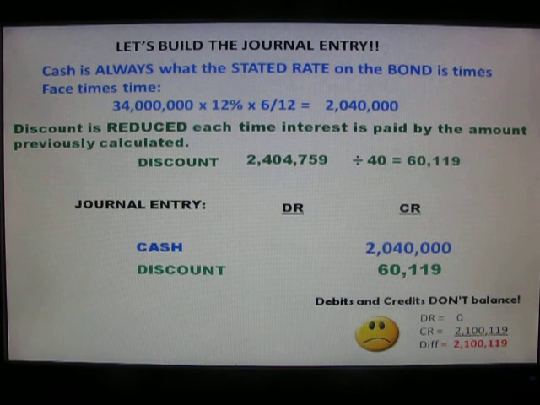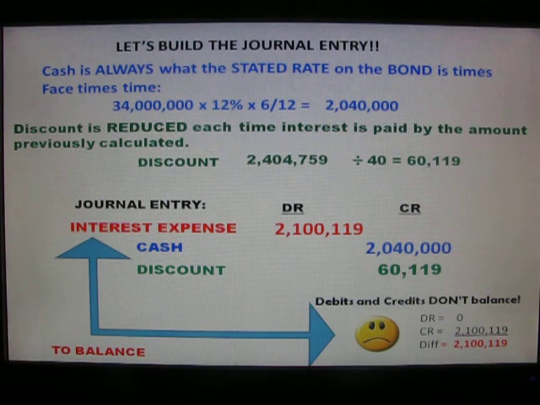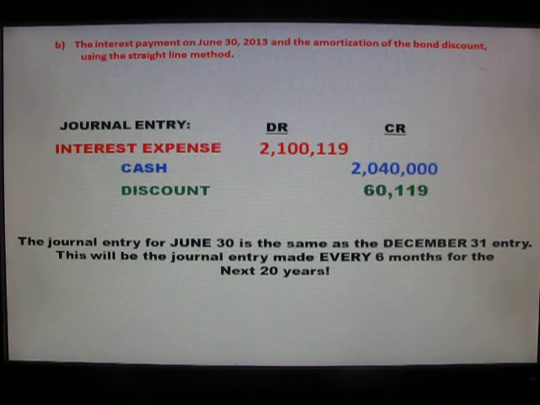Once again, our debits and credits do not balance. Ooh, we need some debits. So where is all of this going? What does all of this represent? It's interest expense on our books. Okay, so to balance, we just put everything to interest expense. Note that the cash paid out is not the same as what we're expensing in our books. It's more because of the difference in the issue price and the face amount of the bond. Okay, our final part B says, what about the June 30th entry? That journal entry is going to be the same every 6 months for 20 years.